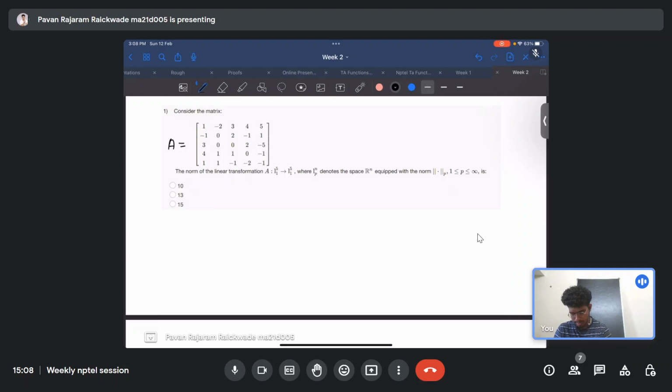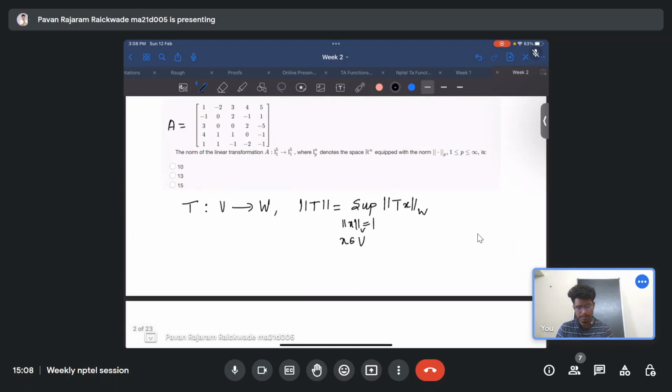For any operator, for the moment I call it T, from a vector space V to a vector space W, if T is a linear operator, then the norm of T is defined as the supremum of norm of Tx, where here we take the W norm, where norm of x equals 1, and because x is in V, we take here the V norm. This is the standard definition of the operator norm.